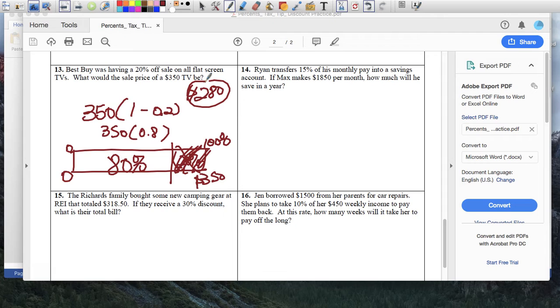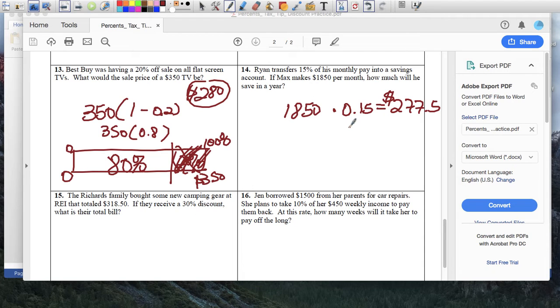Next one, transfer into a savings account. How much will be saved in a year? Let's find out what 15% of 1850 is. So every month it makes 1850, right? This one's just an easy one. So 1850 times 0.15 will show us how much he puts into his savings every month. 1850 multiplied by 0.15, that means every month he's putting $277 into the savings account.